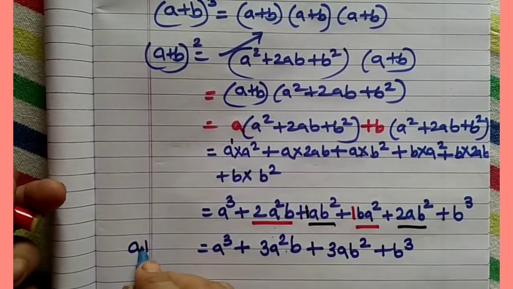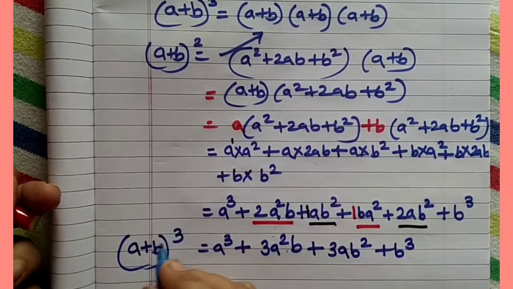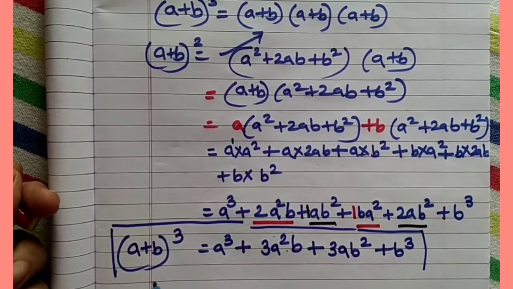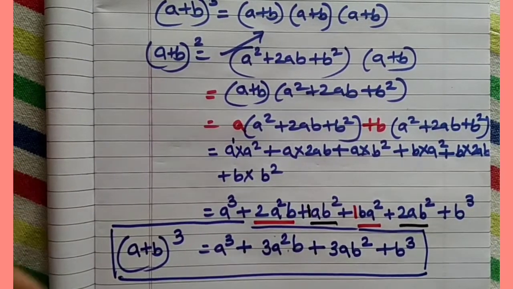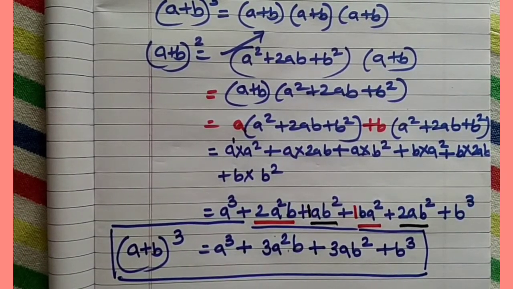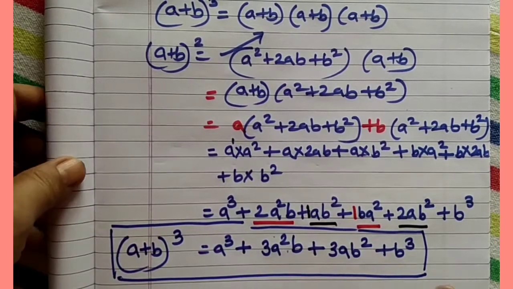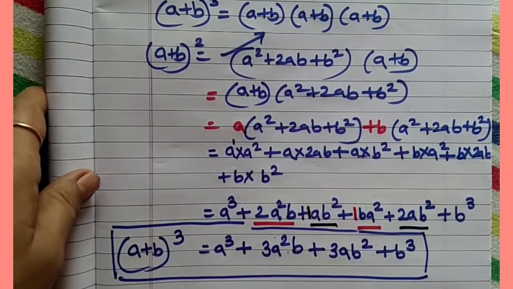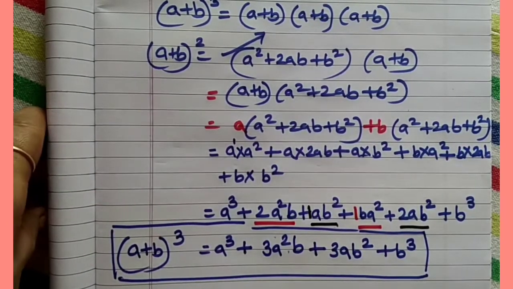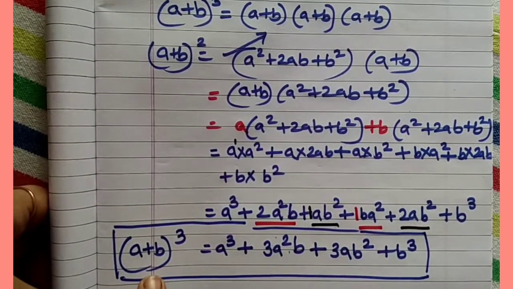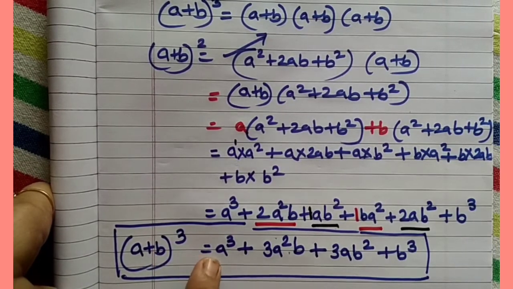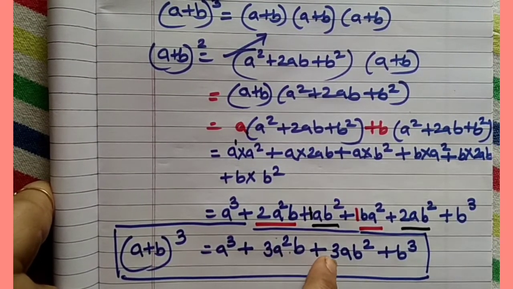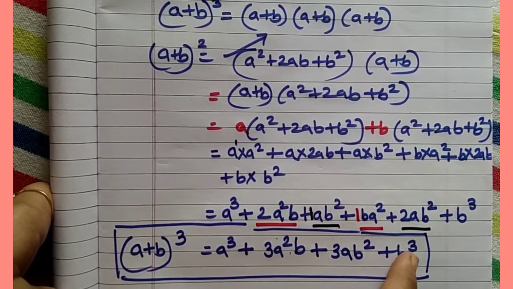So the formula for a plus b whole cube is, you have to remember this formula as I have told you. All these formulae you have to remember, because in exam if you get a sum based on these formulae, you will not be doing the whole of this and then doing the sum. So for solving the sum you should remember this. So what is the formula for a plus b whole cube? It is a cube plus 3a square b plus 3ab square plus b cube.